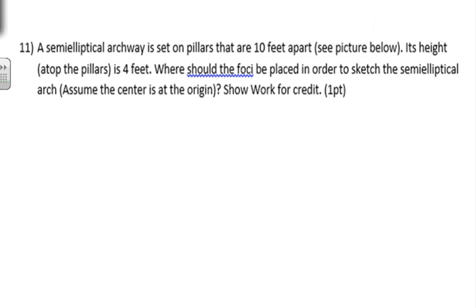All right, here we go. This is the last and final problem in our Quest tutorials. That's number 11. And here we go. It's a little application problem. What it says is a semi-elliptical archway.